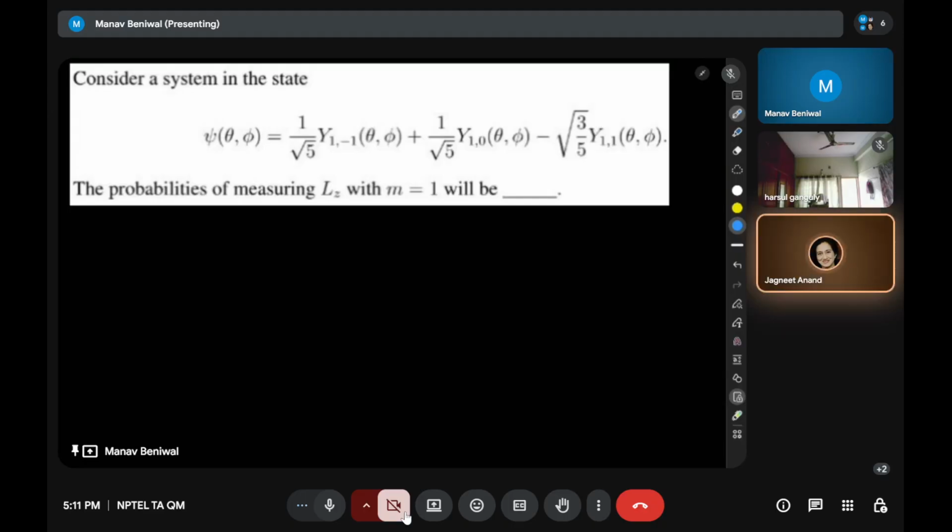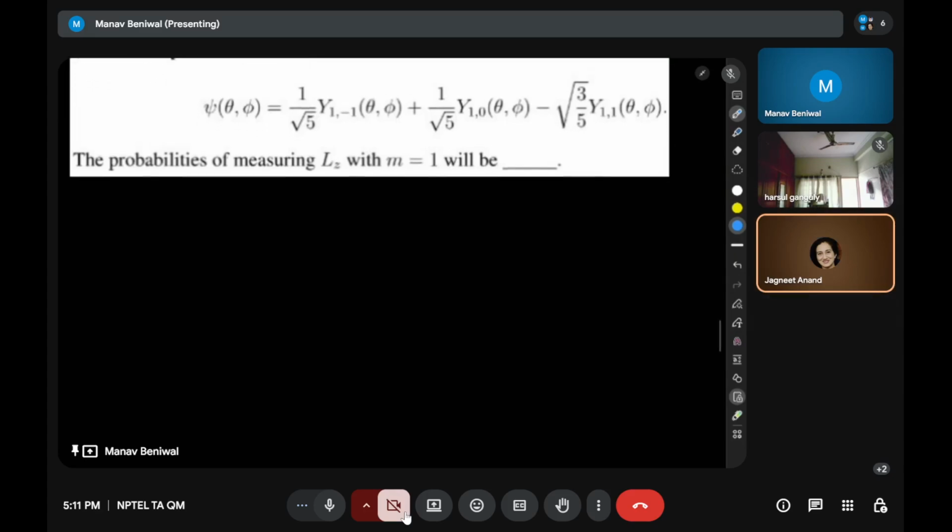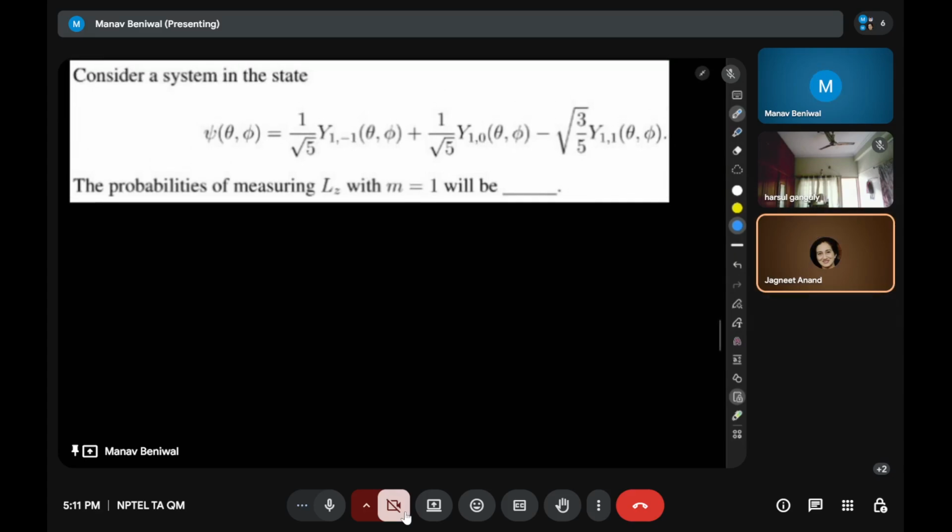Will it be 3 by 5? This one. M is equal to 1. The probability of measuring Lz.